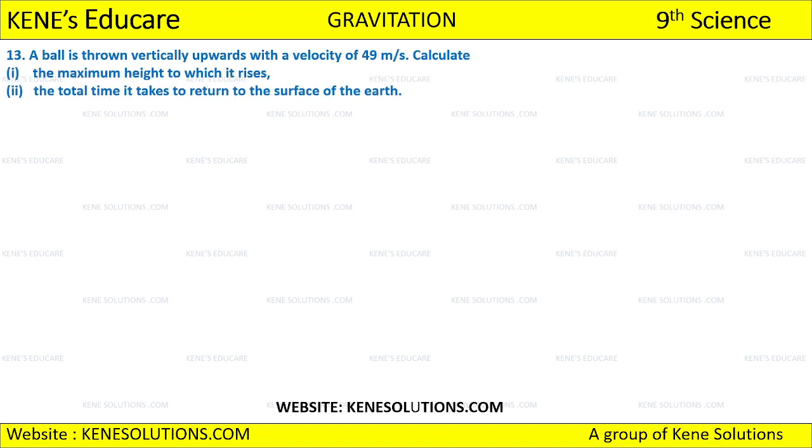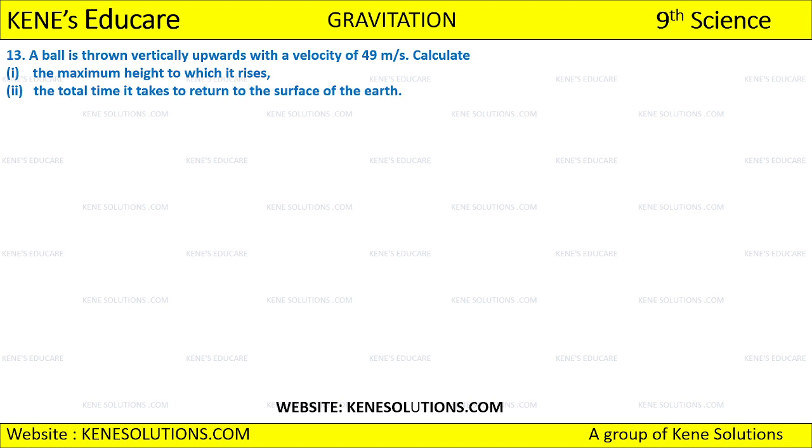Okay, then we have the 13th question: a ball is thrown vertically upward with a velocity of 49 meter per second. Calculate the maximum height to which it rises, and the total time it takes to return to the surface of the earth. So we know the equation v square minus u square is equal to 2gs, where u is the initial velocity, v is the final velocity, s is the height achieved by the ball, and g is acceleration due to gravity. Now we know that at maximum height, the final velocity of the ball will be 0, and u is equal to 49 meter per second.